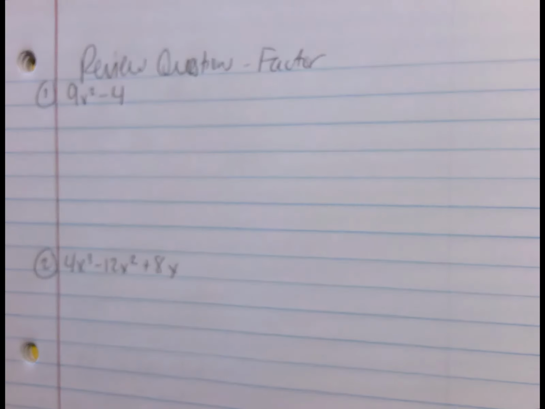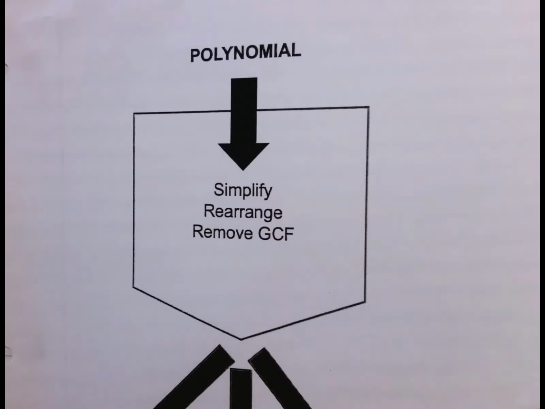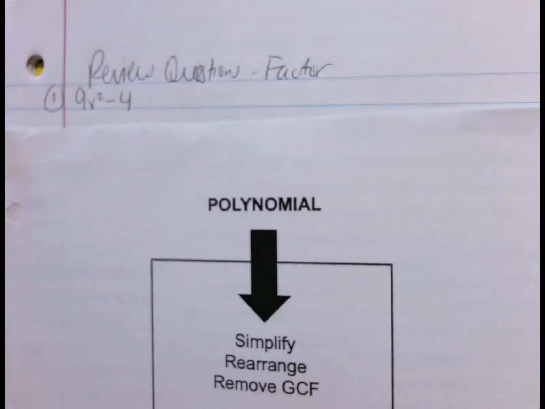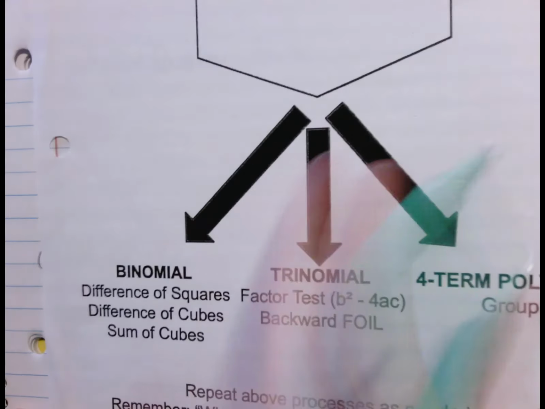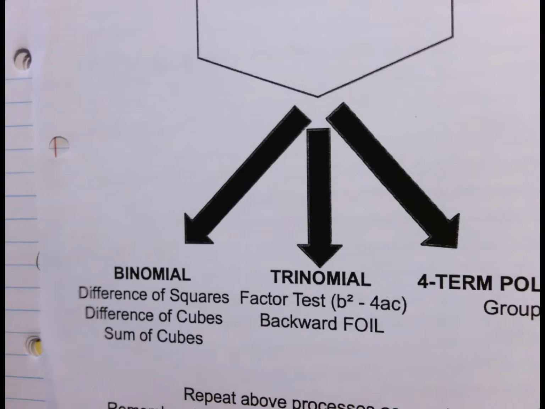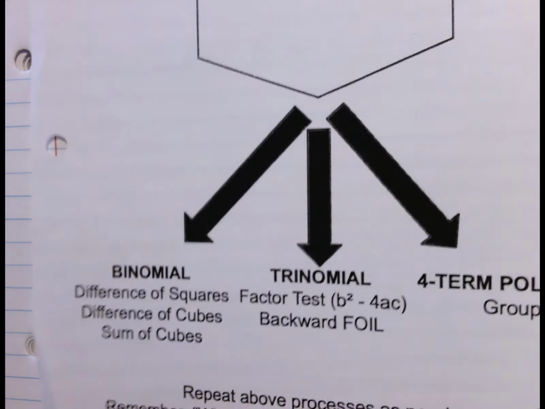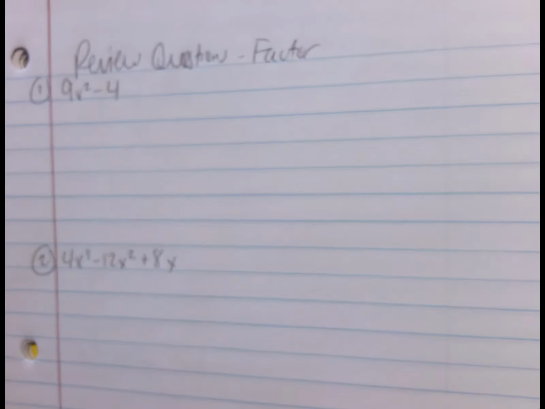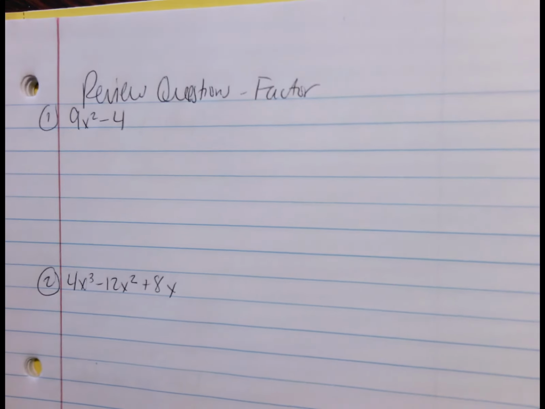All right, so once we've checked those three things, we notice that we have a binomial. Binomial means we have two terms here. So we come down to binomial, and we are checking to see if we have a difference of squares, a difference of cubes, or a sum of cubes. So we're going to look at this. Remember, we'll start with difference of squares.